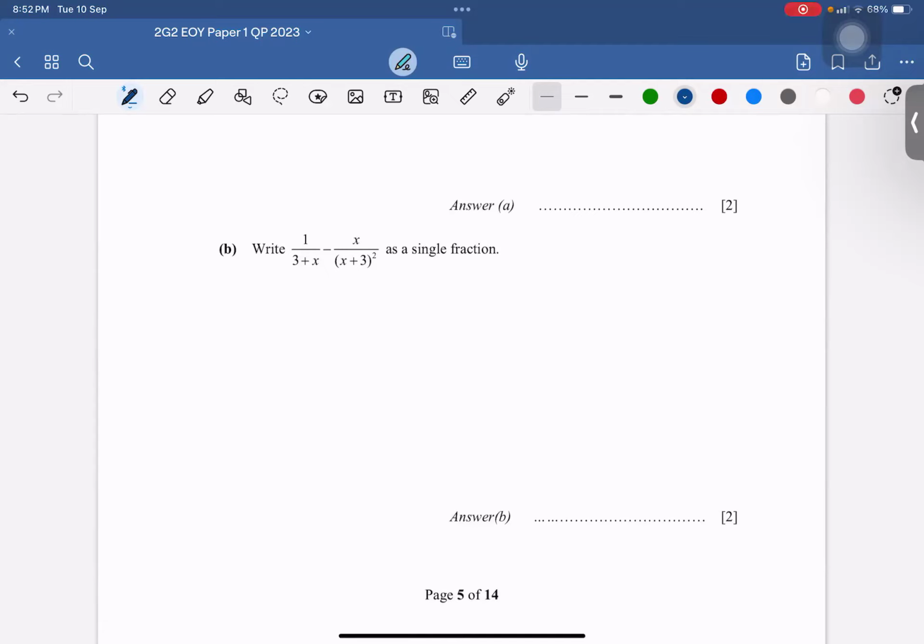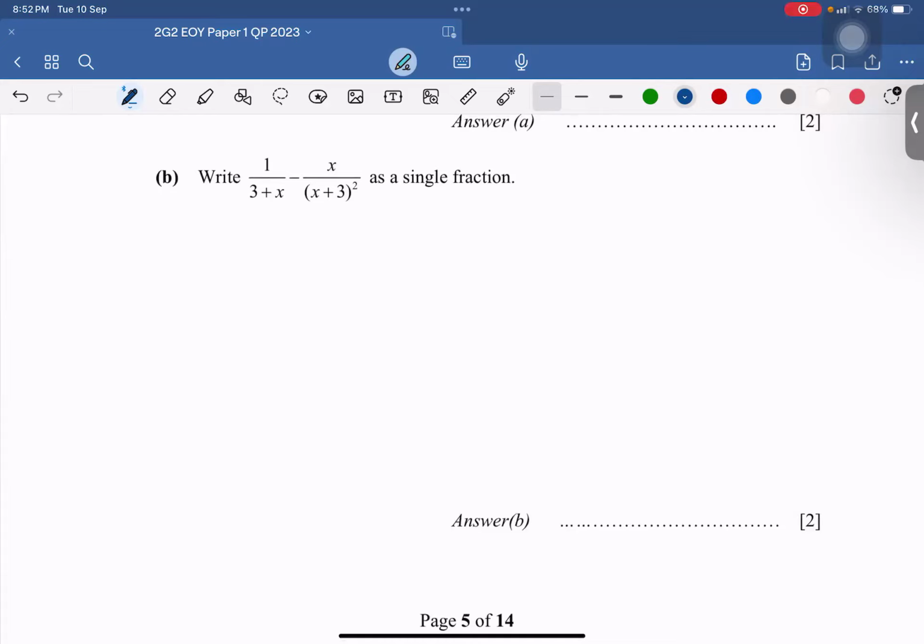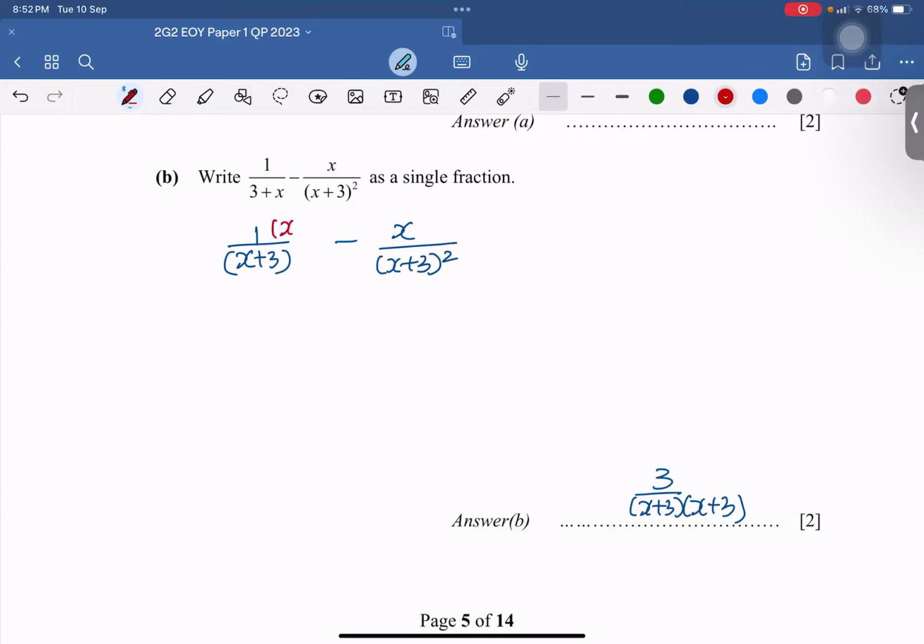Okay, question 6B, yes? My answer was 3 over x plus 3. Okay, let me just check and go through. Write this as a single fraction. This one I'll write as x plus 3. So you said you need to multiply one more x plus 3, right? Then we get the answer x plus 3 minus x. Correct? Your answer is correct.